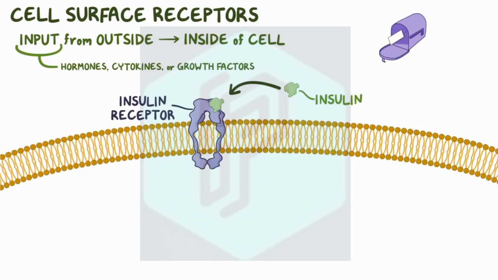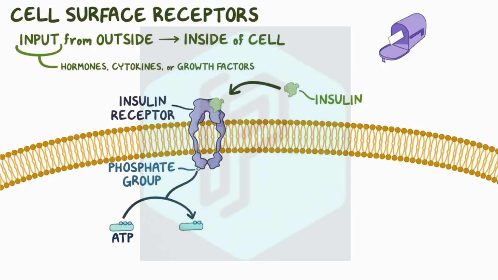Now, this receptor also functions as a tyrosine kinase. Kinases are enzymes that add a phosphate group, so when insulin binds to the insulin receptor, the receptor autophosphorylates, meaning that it transfers a phosphate group from an ATP molecule onto the receptor.